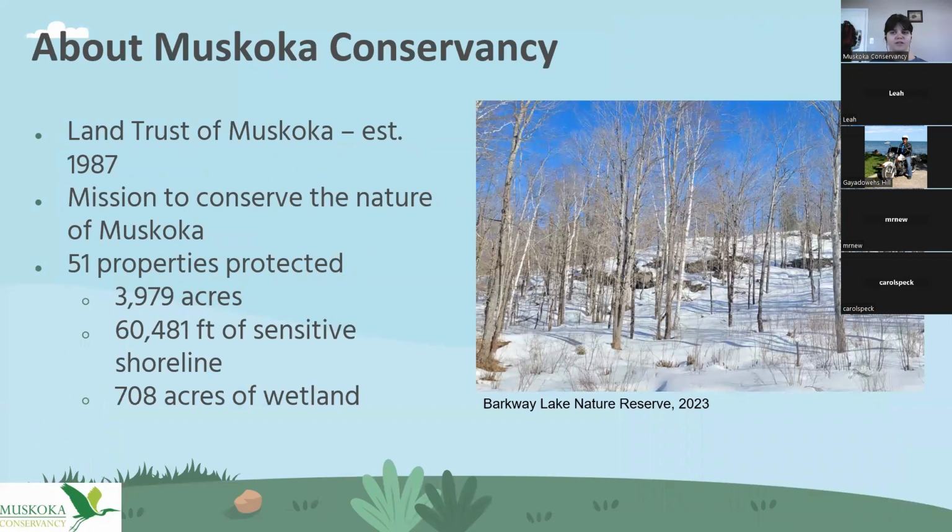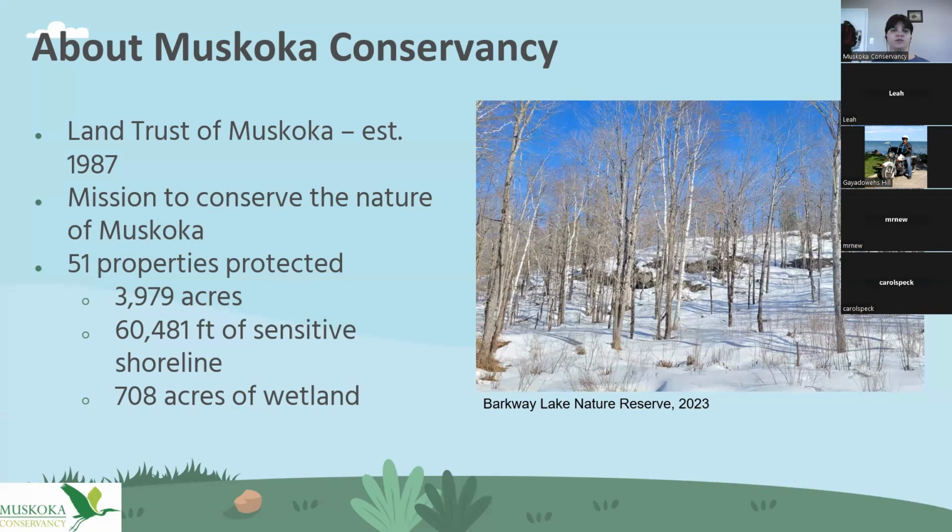So a bit about Muskoka Conservancy. If you are new, we are the land trust of Muskoka. We've been around since 1987, so for 36 years this year. Our main mission is to conserve the nature of Muskoka through land acquisition and protection. Our first protected property was a nature reserve called J.P. McVitie, which is on Eileen Gowan in Lake Muskoka. And I believe that one was first protected back in 1990 or 89.